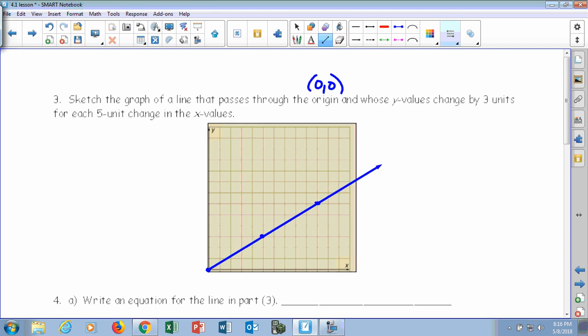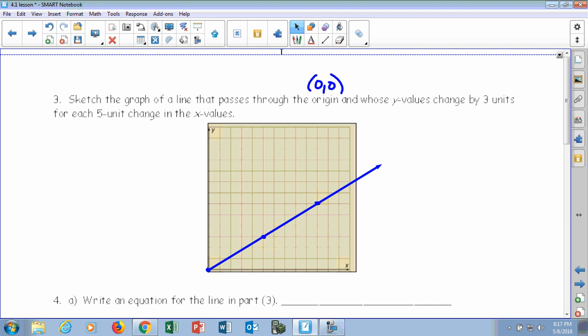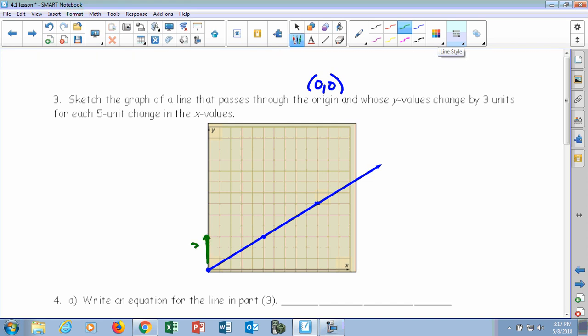There we go. And there's my line. All right. So I graph that line. Because again, remember, the rise is 3. That's the change in y because we're going up the y-axis. And the run is 5. And notice every time I go to the run, I actually hit that point, right? And I go up 3 over 5, up 3, and continue. Okay? So it says write an equation for the line in part 3.